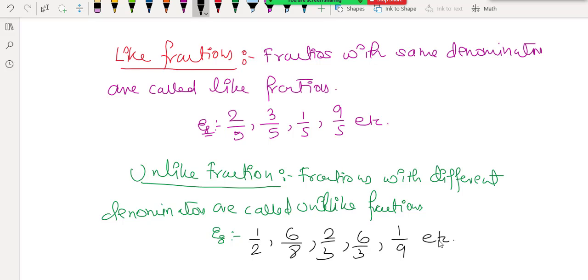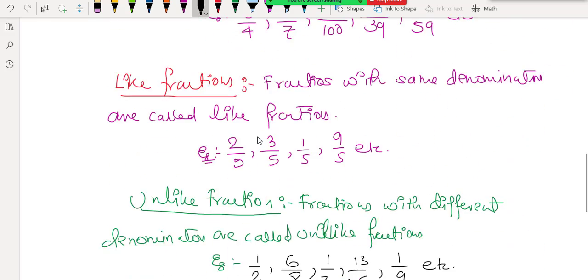No, this is not going to be our unlike fractions because they have the same denominators. So it will be like 1 by 7, 13 by 15. All these fractions have different denominators. You can see 1 by 2, 6 by 8, 1 by 7, here 2, 8, 7, 15, 9. So this kind of fractions are known as unlike fractions.